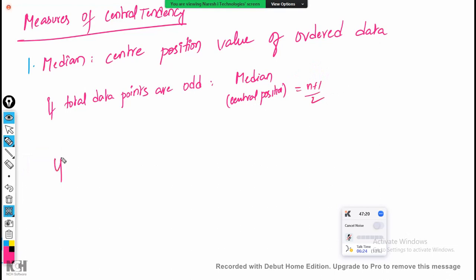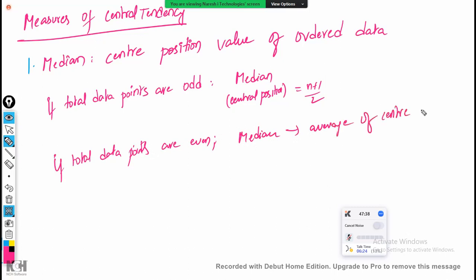If the total number of data points is an even number, then the median is the average of the center two values. Average of the center two values. Okay, the median is the average of the center two values. Now, let us take an example.